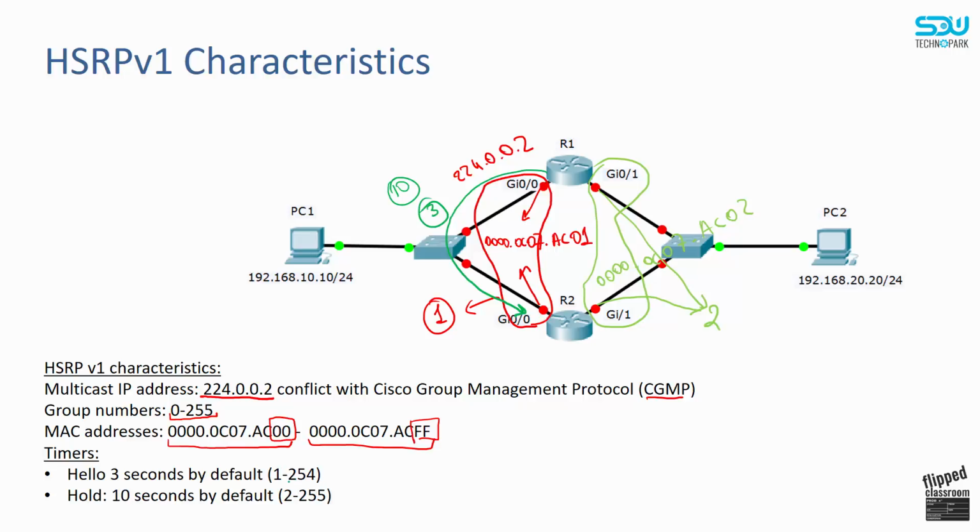And hello timers can be configured from 1 to 254, whereas the hold down timer, the maximum time of checking the existence of the router, is from 2 to 255. These are characteristics of HSRP version 1.